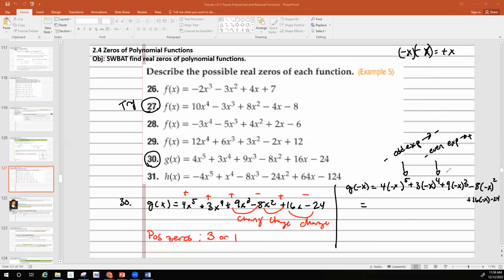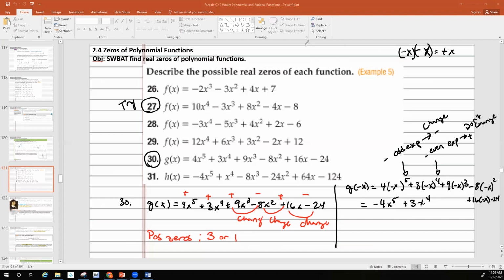So there you go. So this is going to be negative 4x to the fifth. So that means you change it. If it's negative, you change. Positive, don't change. There you go. And because it's an even exponent, we don't change that. It stays positive 3x to the fourth.